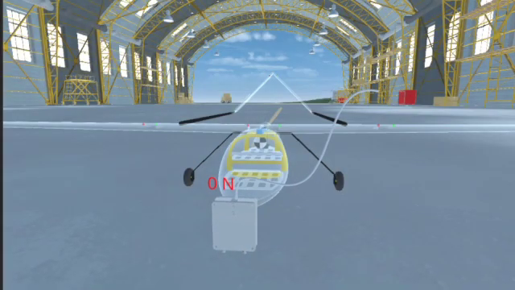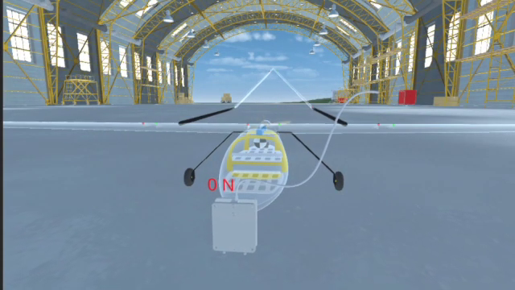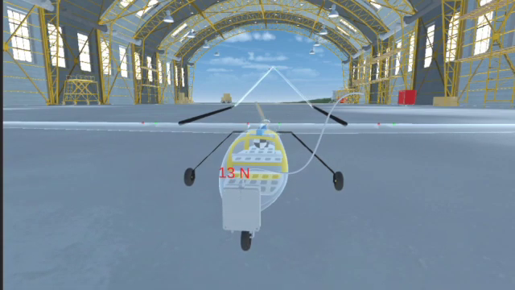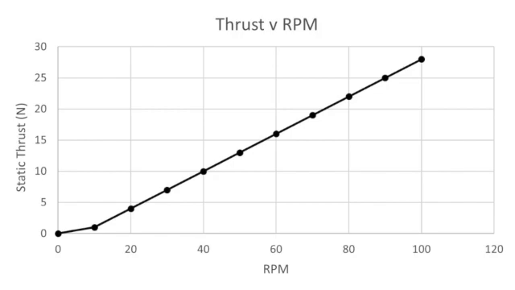A thrust test is conducted by using a pressure sensor which is in front of the UAV, as shown in the video. It is important to understand how much thrust the system is producing as the RPM of the propeller increases. The graph shows the linear correlation between the thrust and RPM, where a maximum of 28 newtons of thrust is provided through 100 RPM of the blades.